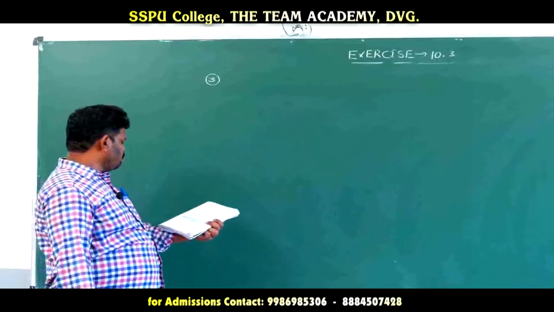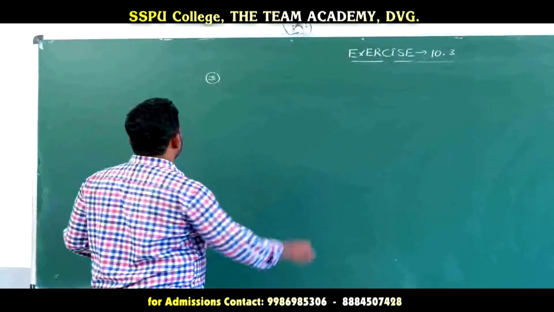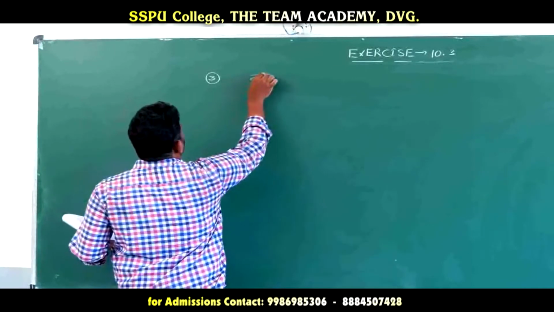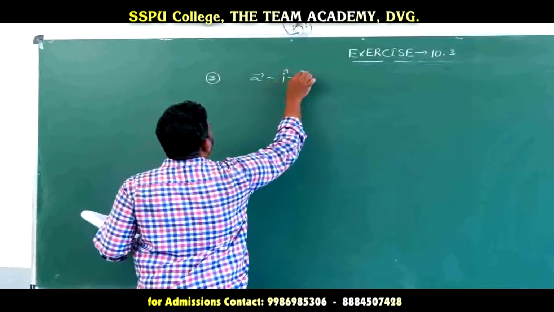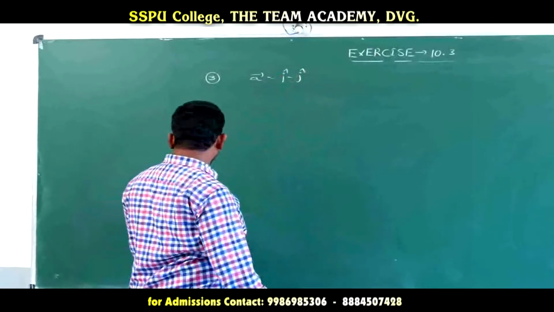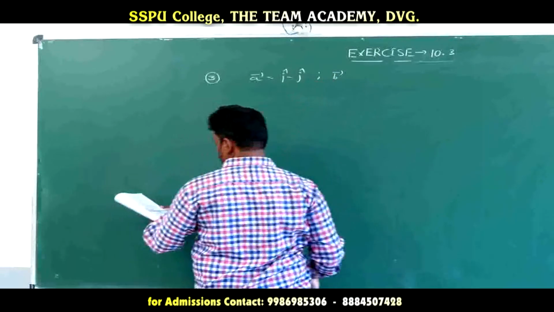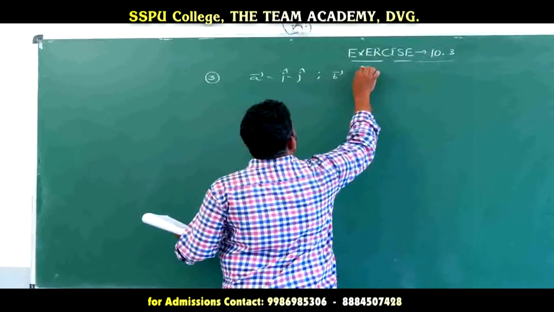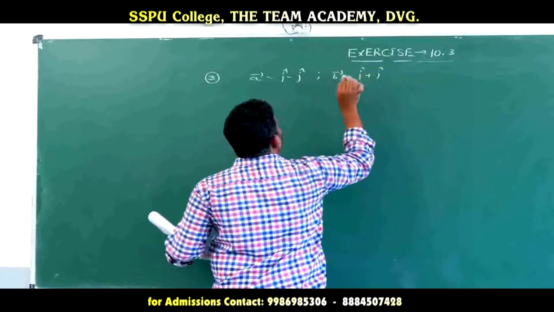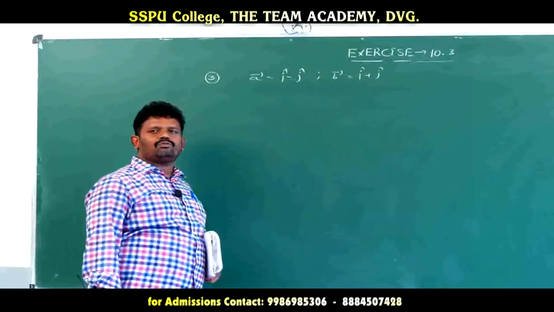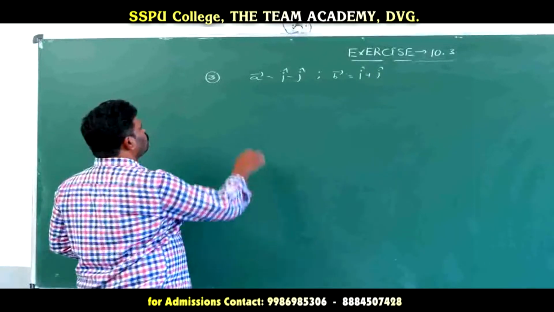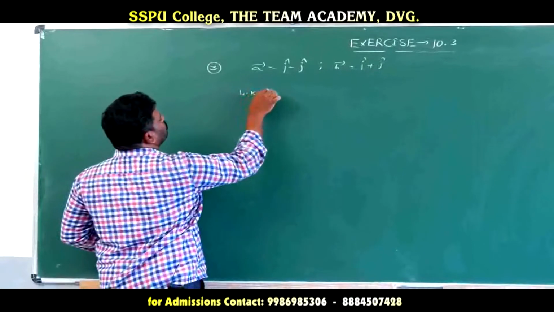Third question: find the projection of the vector i cap minus j cap on another vector. Suppose we take a bar as i cap minus j cap and b bar as i cap plus j cap. I already told you the formula.